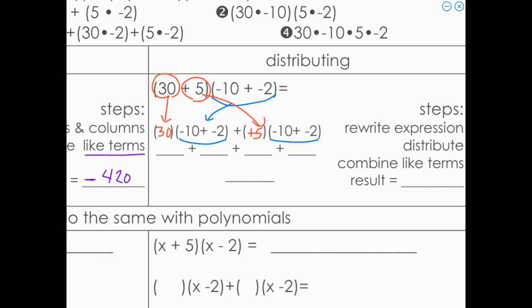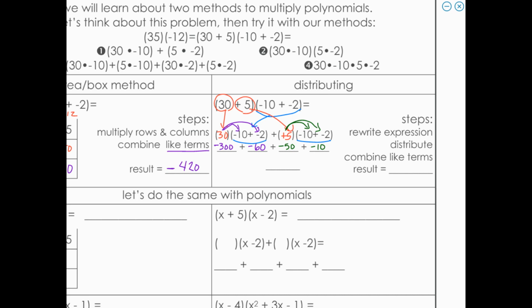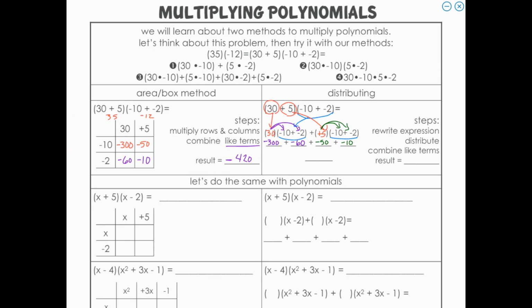Okay. So 30 times negative 10 is what again, guys? Negative 300. And 30 times negative 2? Negative 60. 5 times negative 10? Negative 50. And 5 times negative 2. Negative 10. Did I end up with the same numbers in my blanks here as what I had in my boxes over on the other one?